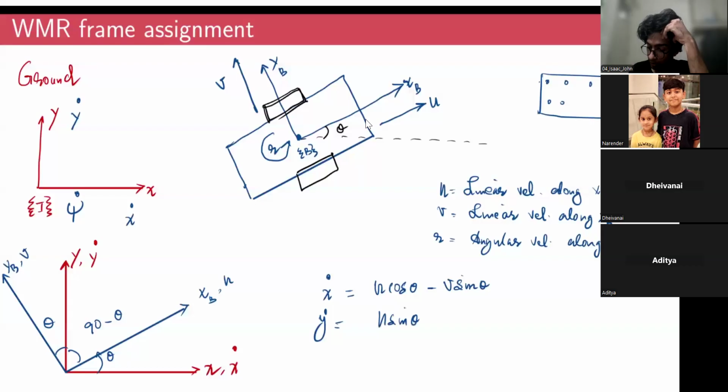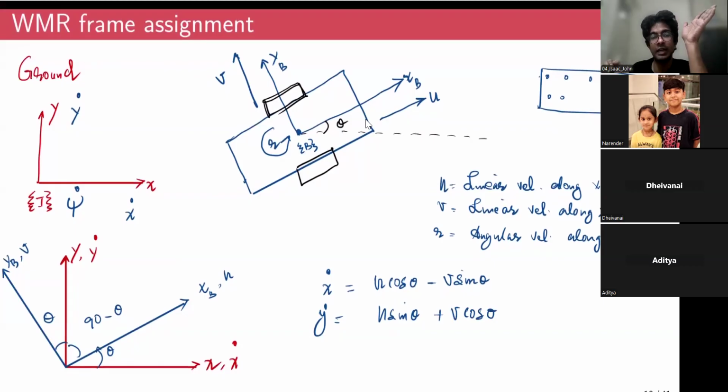And the component of v along the y-axis is v cos theta, that is plus v cos theta. And since the z-axis of the ground fixed frame and the z-axis of the body fixed frame are always aligned, you can have this relation: psi dot is always going to be r, because both of the z-axes are always aligned.